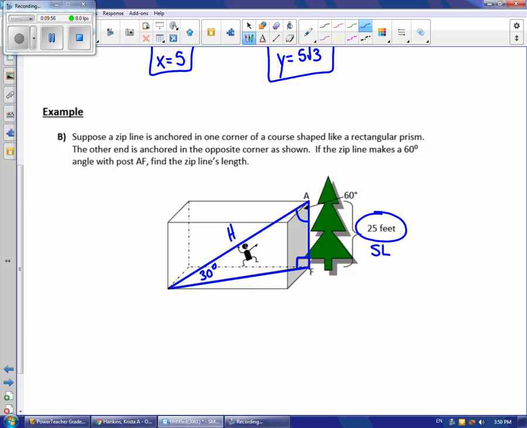And we know, using our 30, 60, 90 triangle theorem, that the hypotenuse is 2 times your short leg. So my hypotenuse should be 50 feet. Okay, so I can say the length of the zip line is 50 feet.